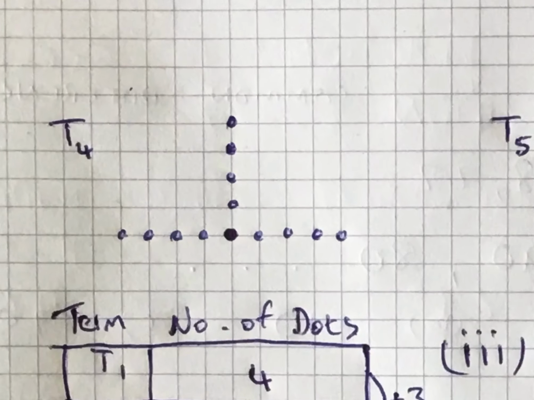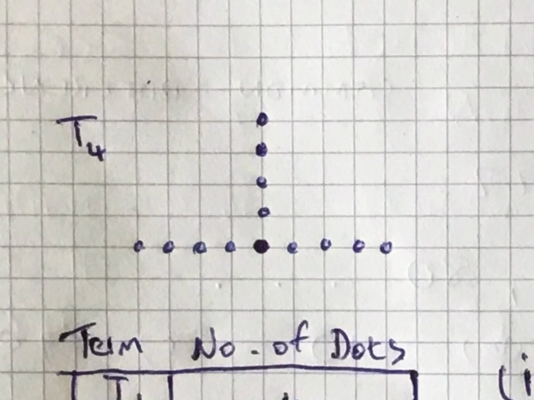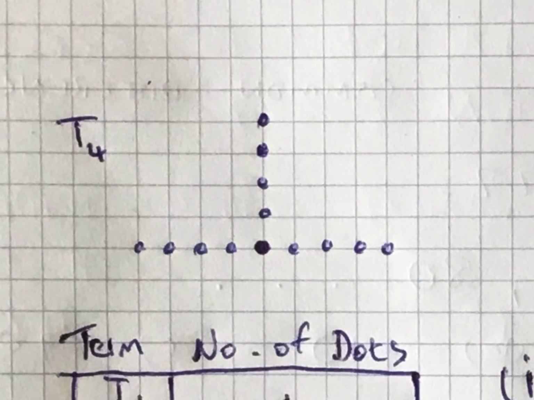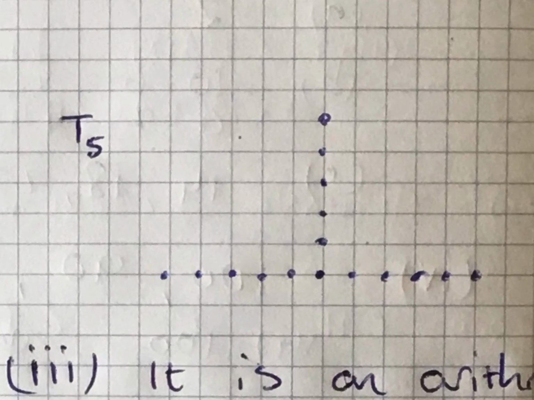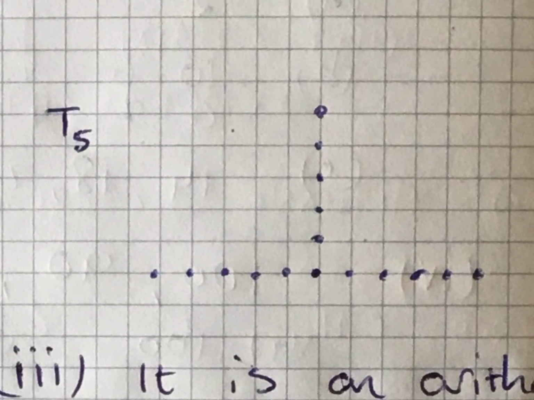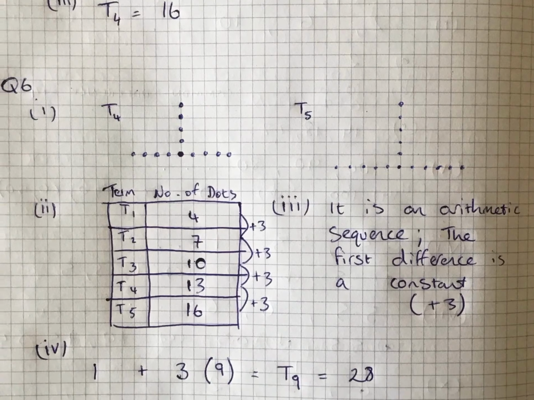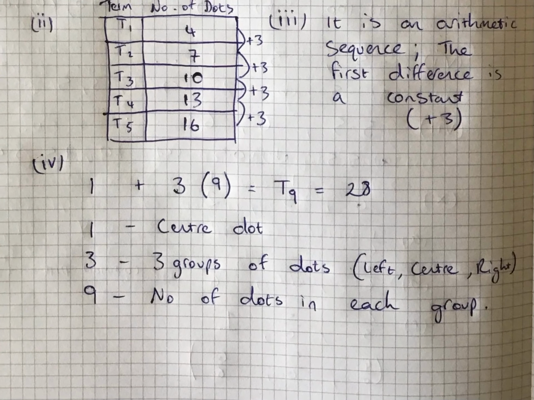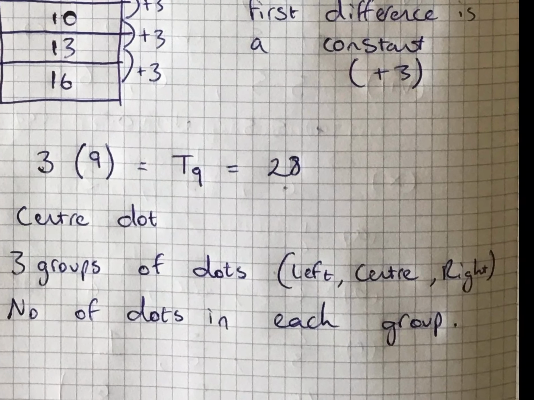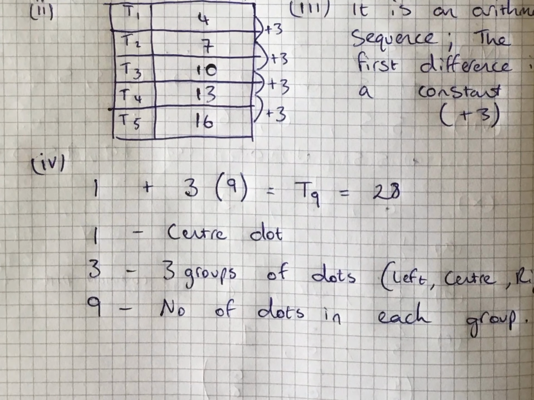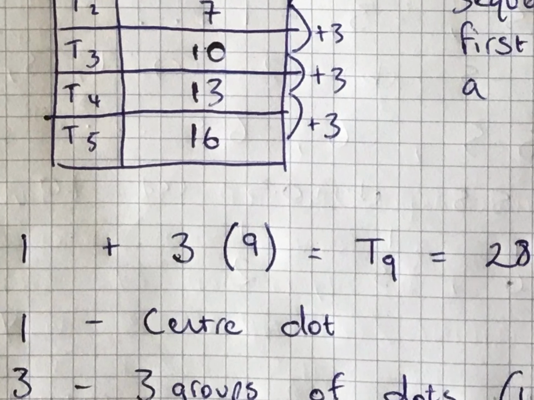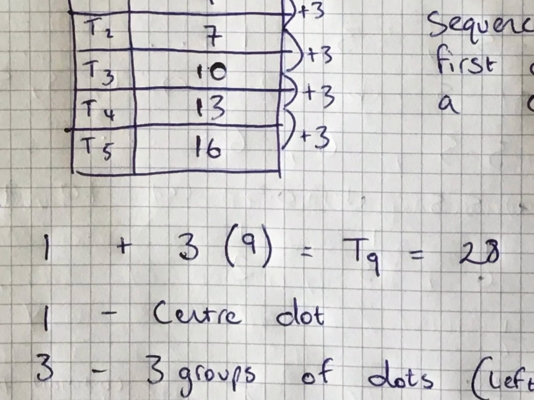Term 4, there's 4 dots in each group. 4 on the left, 4 at the top, 4 on the right. Term 5, there's 5 dots in each group. 5 on the left, 5 at the top, 5 at the right. So in term 9, there's going to be 9 dots in each group. 9 on the left, 9 on the top, 9 on the right. So that's where I've come up with this formula. I've got 1 for the center, plus 3 is the number of groups multiplied by how many dots are going to be in each group.